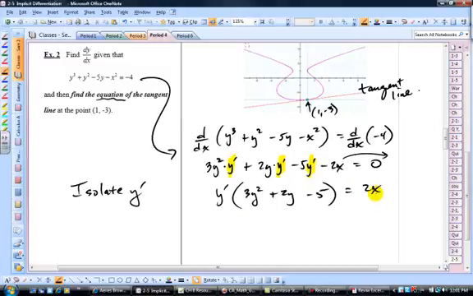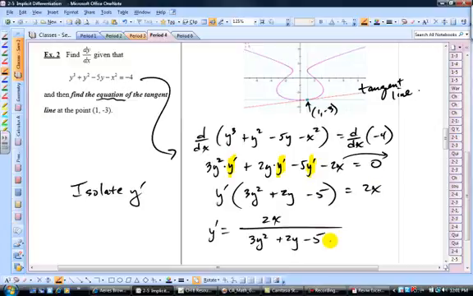Because remember, to find the slope of the tangent line, you have to evaluate the derivative, which means you've got to solve for the y prime, or the dy dx. Divide that whole thing by that quantity there, and you have y prime is equal to 2x divided by that whole thing. Give me a thumbs up if you're with me on the algebra there. You guys jump in with questions as we go.